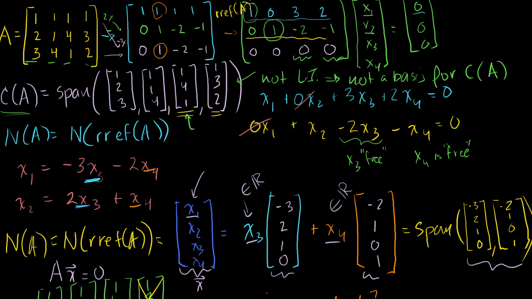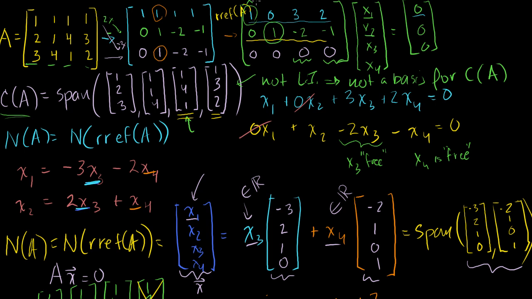So this is x1. Let me scroll up a little bit. This is associated with x1, right? When you multiply this times x1, you get this column times x1, this column times x2, this column times x3, this column times x4, like that. When you look at just your regular matrix A, it's the same thing. If you were to write AX equal to 0, this column would be associated with x1, this column would be associated with x2, x3, and x4, like that.